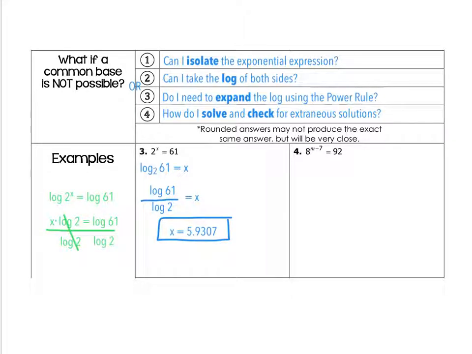And so this side will cancel. And if you notice, I'm left with x is equal to the log of 61 over the log of 2, which is the exact same as over here. And that's why the change of base formula works, because I end up with that same number. And so if I were to type this into my calculator, obviously I would end up with x equals 5.9307.